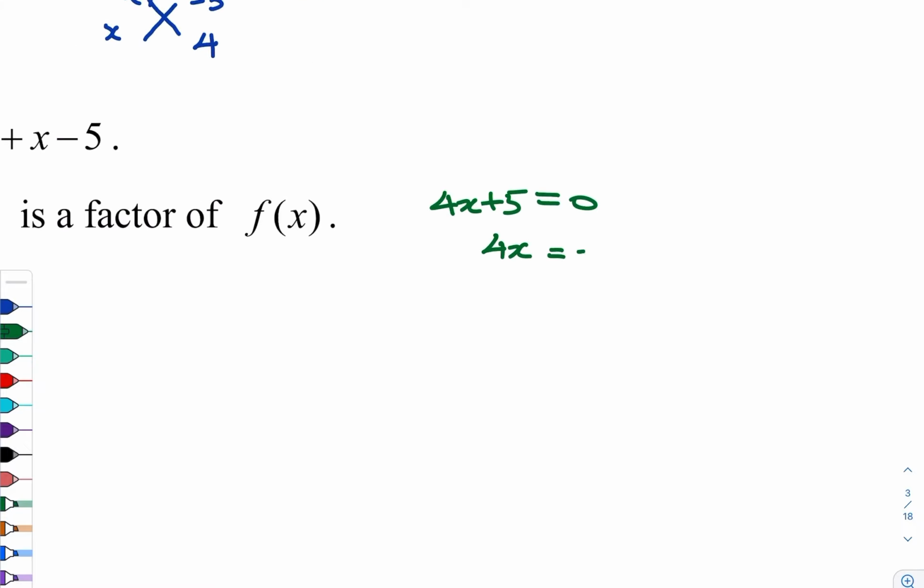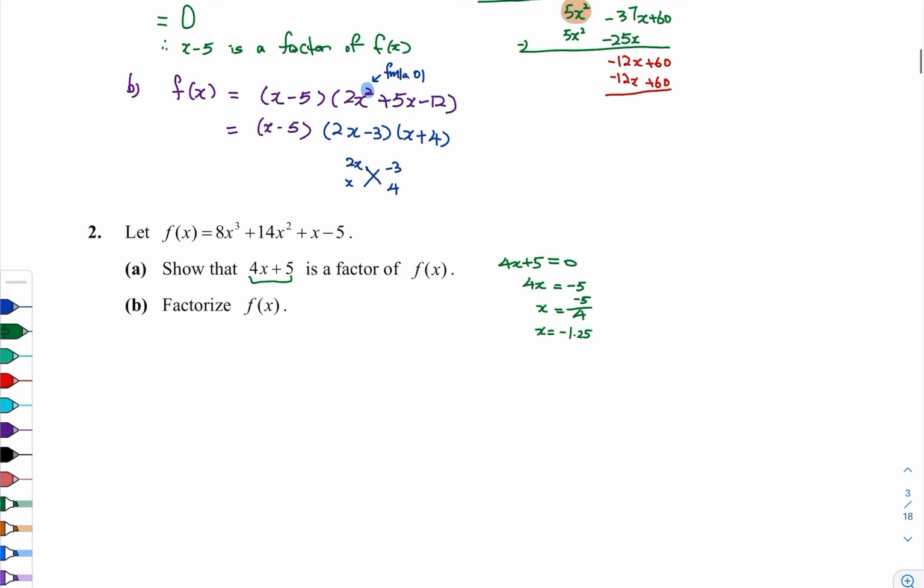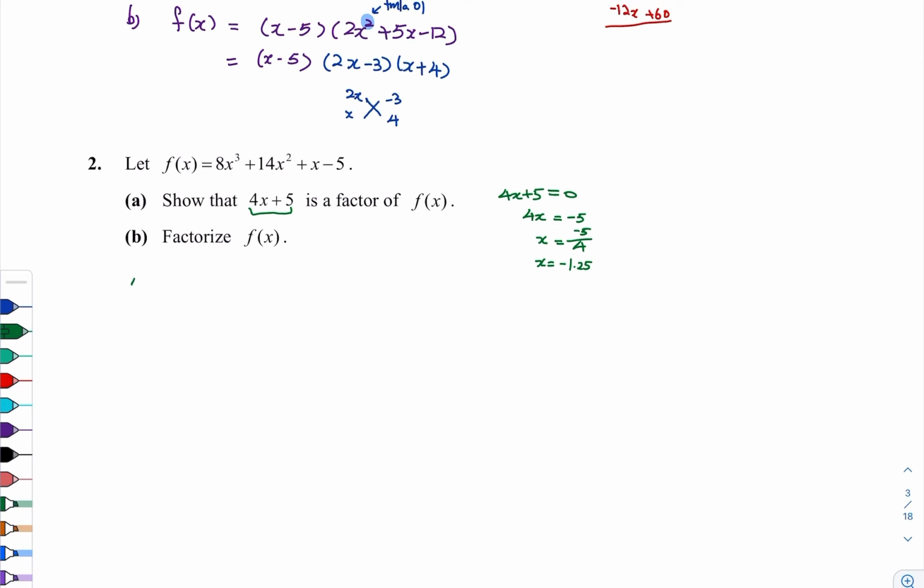4x equals -5. The 5 goes over there, so it becomes negative, and then x will be -5/4. You can use -5/4, or if you like decimals, that's also okay. I personally prefer fractions to decimals. Okay, so you are replacing x with -5/4.